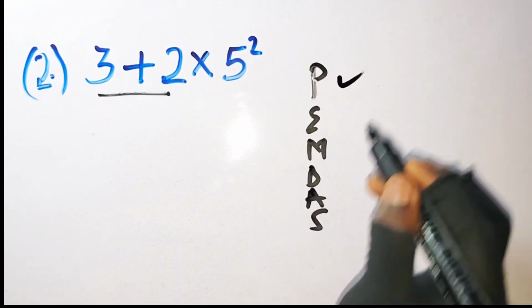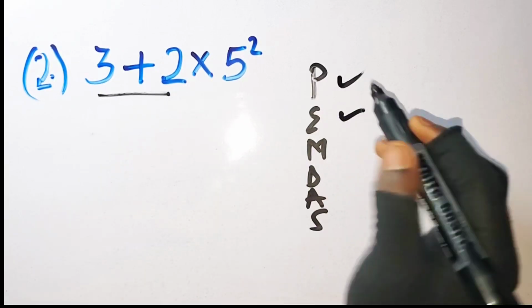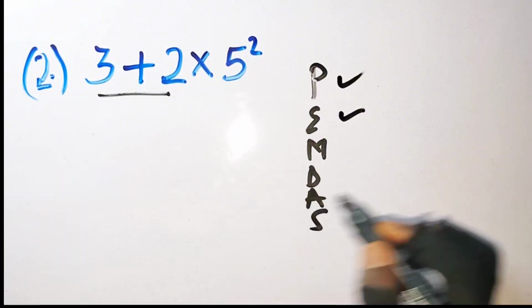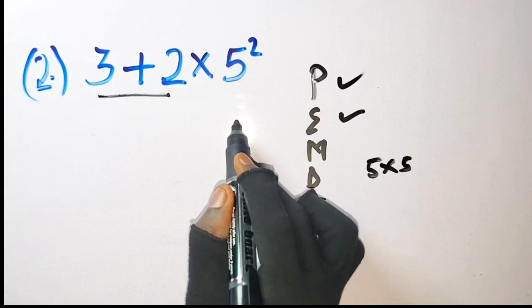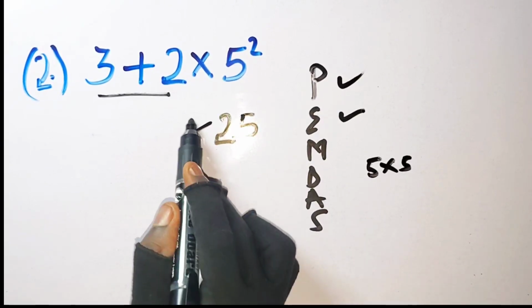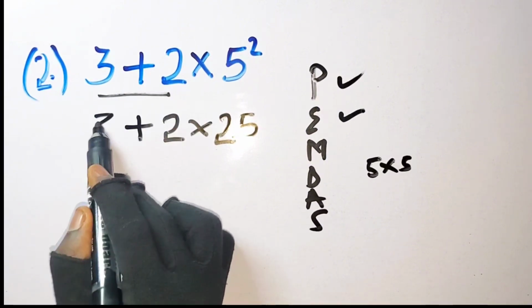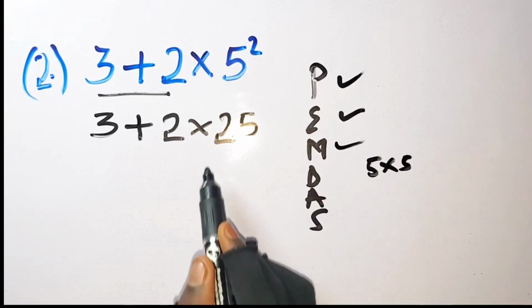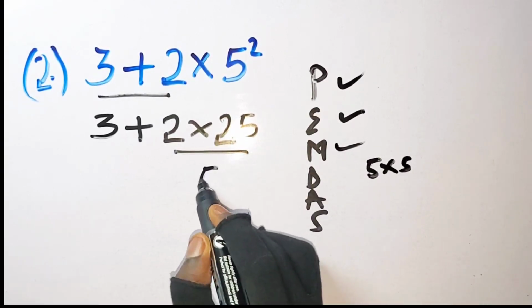Therefore, P is the parenthesis, no. E, exponent, yes. Now, 5 squared means 5 times 5, okay? And 5 times 5 is 25. Then you drop the rest of the equation. Then what is the next? We move to multiplication. 2 times 5, that is 25 plus 25 equal to 50.